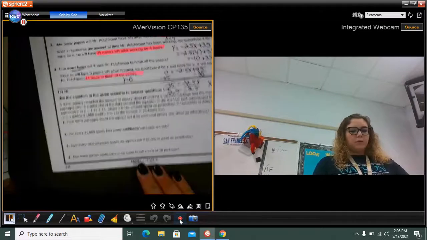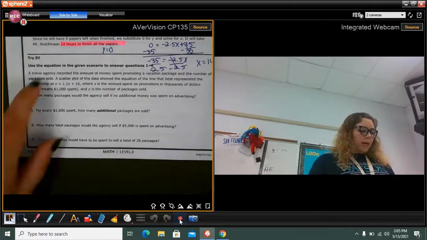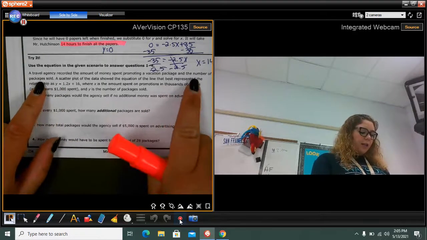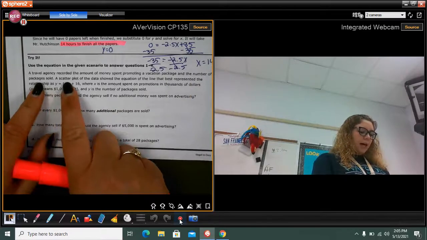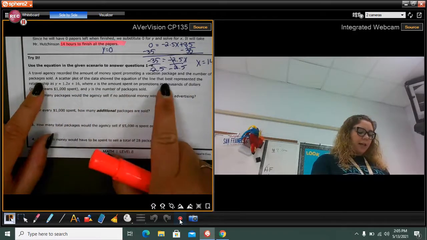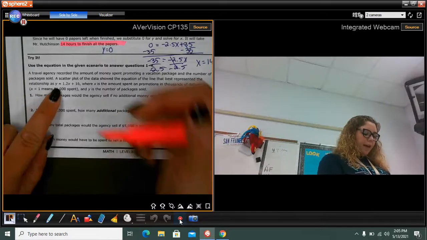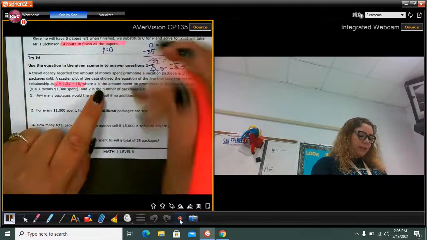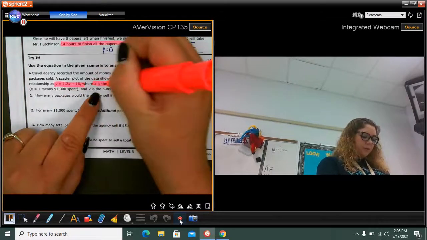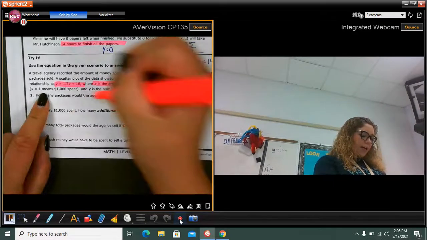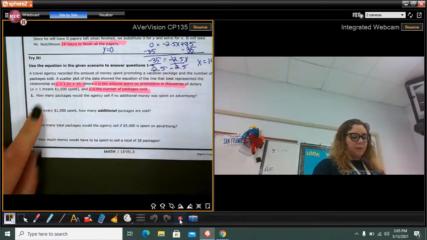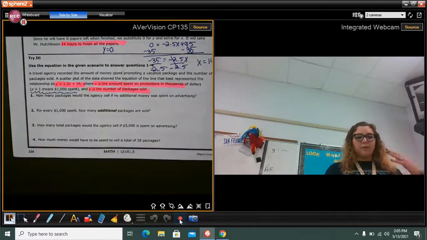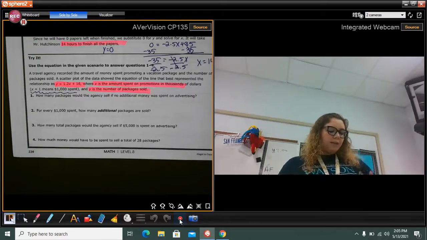Let's look at this next one. A travel agency recorded the amount of money spent promoting a vacation package and the number of packages sold. A scatter plot of the data showed the equation of the line that best represented the relationship as y equals 1.2x plus 16, where x is the promotions in thousands of dollars, and y is the number of packages sold. And this is really important. It says x equals 1 means 1,000. So every number you have is going to be in the thousands.